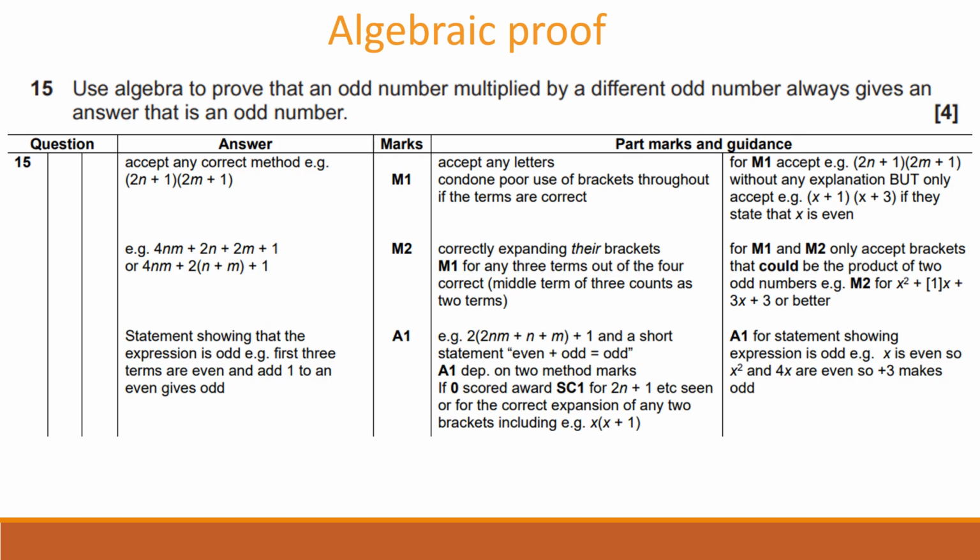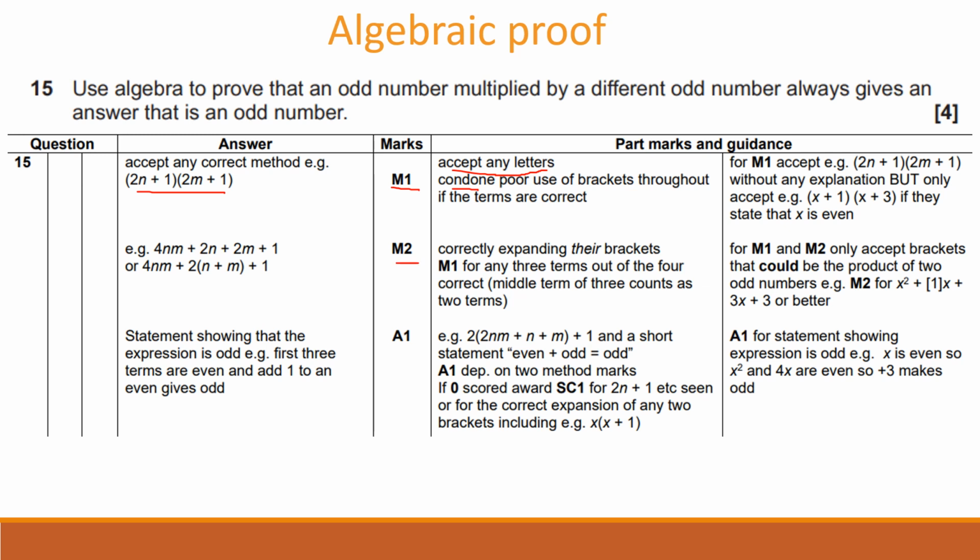Now the mark scheme here shows that you've got M1 for getting the 2 brackets. It says any correct method. It said accept any letters, so it doesn't matter which letters you use. It does say allow poor use of brackets. So for example, if you wrote 2m plus 1 and 2m plus 1 and you didn't put any brackets in there, they will allow that for a mark if the terms are correct.